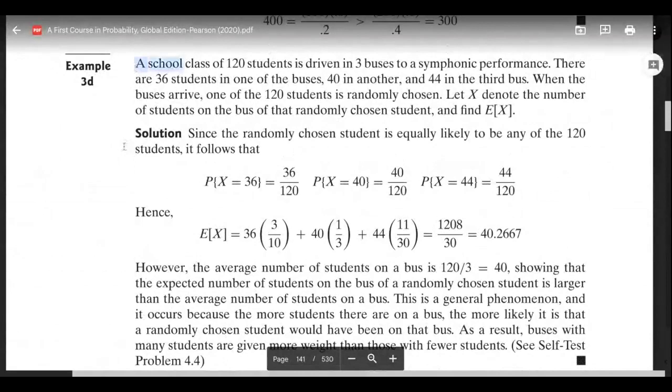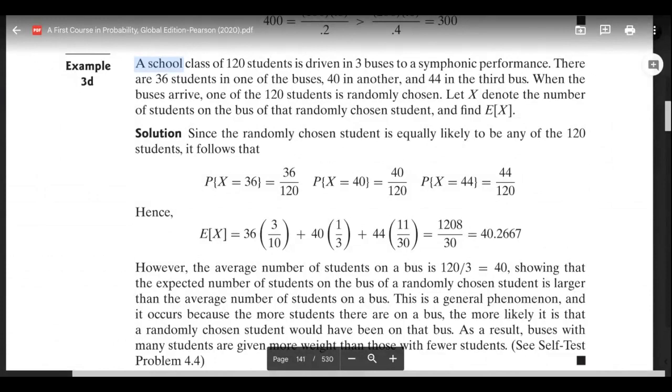A school class of 120 students is driven in 3 buses to a symphonic performance. There are 36 students in one of the buses, 40 in another, and 44 in the third bus. When the buses arrive, one of the 120 students is randomly chosen.